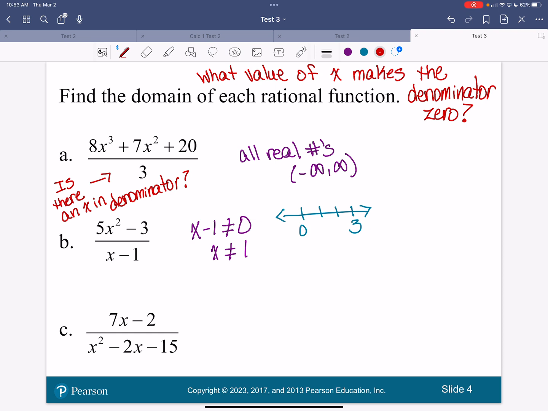Here's my number 1. So my x value can be everything to the left. So I start at negative infinity. I go all the way to 1. And then I go 1 to infinity. Okay?